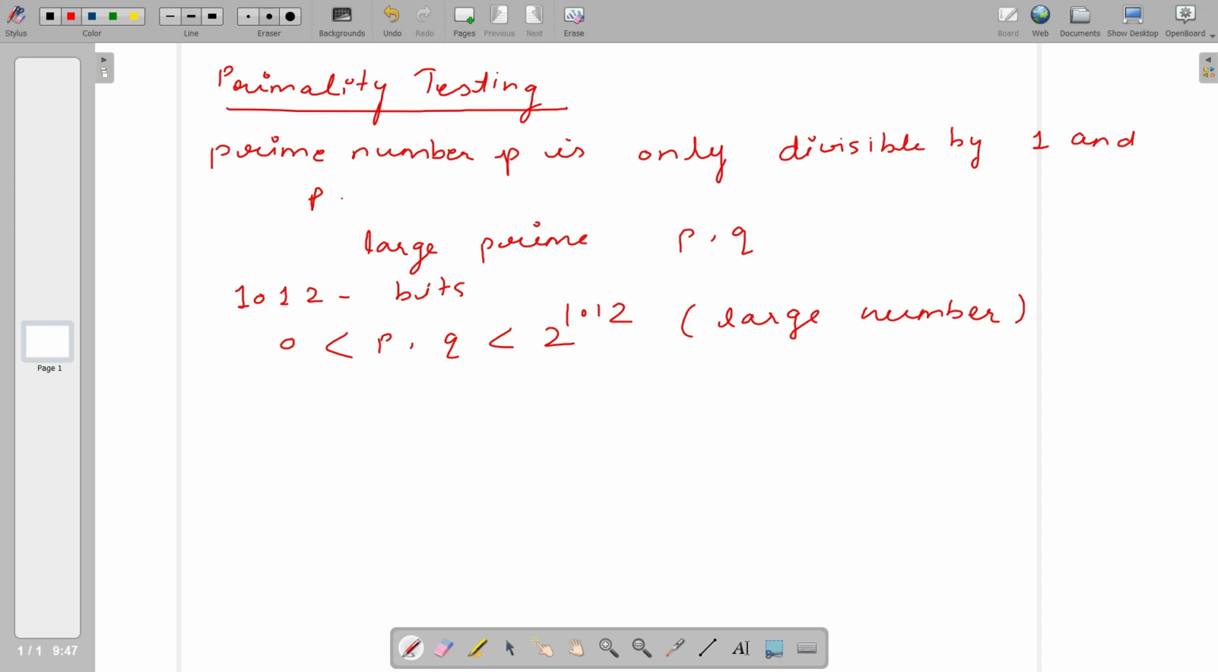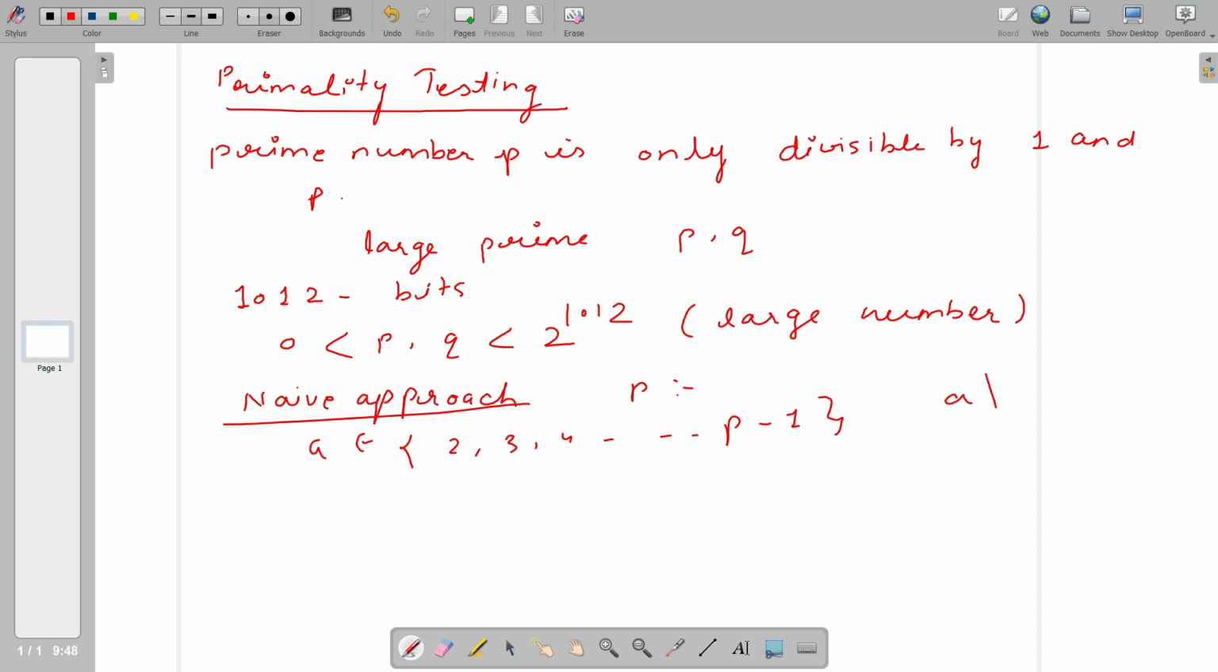There are options. The first one is the naive approach, where we choose an integer P and then test whether it is prime or not. In the naive approach, we select a number P and check from 2, 3, 4 up to P minus 1 whether it is divisible by these numbers. Let's say A belongs to this range, and we check whether A divides P or not. Or we can check only up to root P, because if A times B is equal to P, then one of them is less than root P.